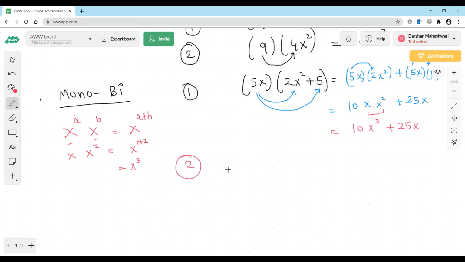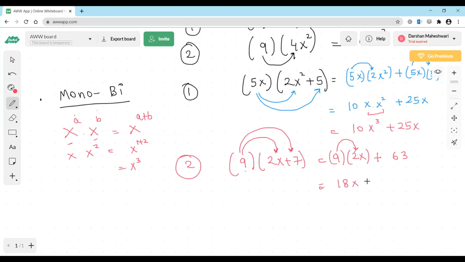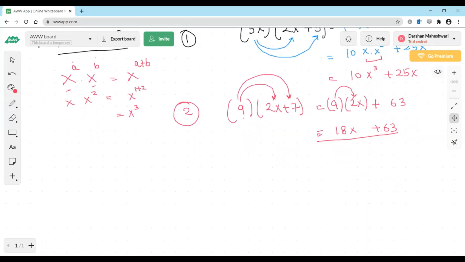Let's talk about another example. So we have 9 times 2x plus 7. Likewise, first 9 is multiplied with 2x. So we have 9 times 2x plus, then 9 is multiplied with 7. So 9 times 7 is 63. Now 9 times 2 is 18. So we have 18x over here, and plus 63 remains as it is. So this is the answer in this case.